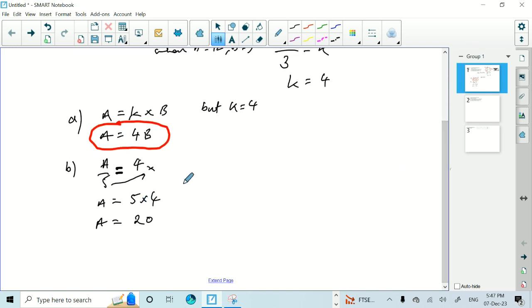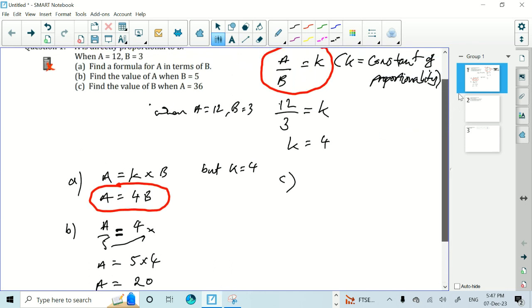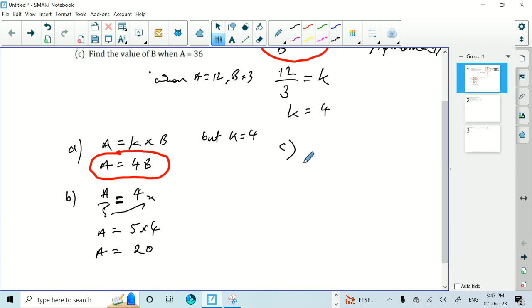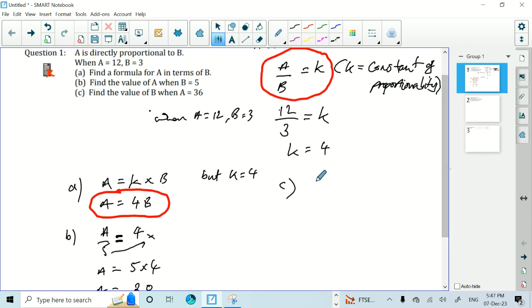And finally C. It says find the value of B when A is equal to 36. Well, you can use either formula. A is equal to 36, so 36 is equal to 4B, or you can use A over B is equal to 4. Let's be consistent: 36 over B is equal to 4, because K is equal to 4, the constant of proportionality.